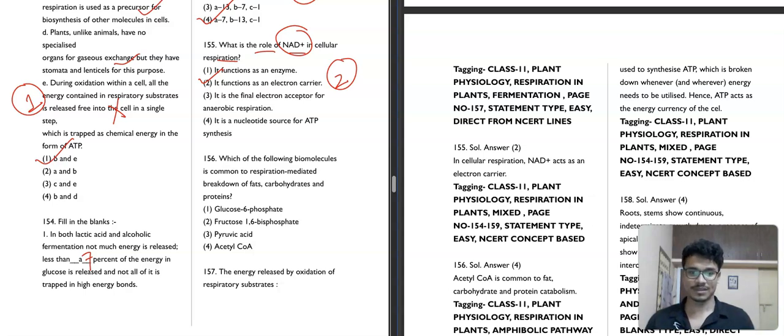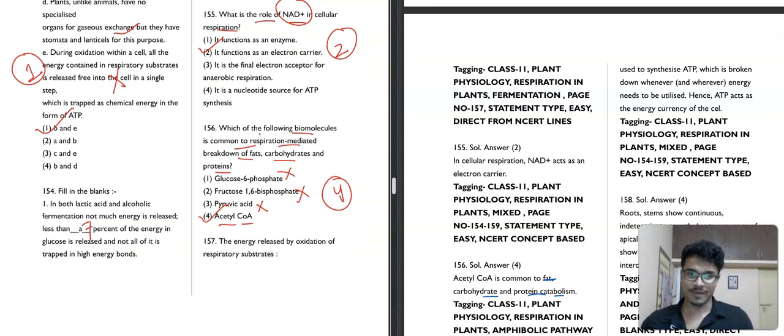Then 156. It is saying that which of the following biomolecules is common to respiration mediated breakdown of fats, carbohydrates and proteins? Okay, which is the common? Glucose 6-phosphate? No. Fructose 1,6-bisphosphate, you know that this is seen in glycolysis. Pyruvic acid also seen in glycolysis. So acetyl coenzyme A is common to fat, carbohydrate and protein metabolism. So fourth option is our correct answer.